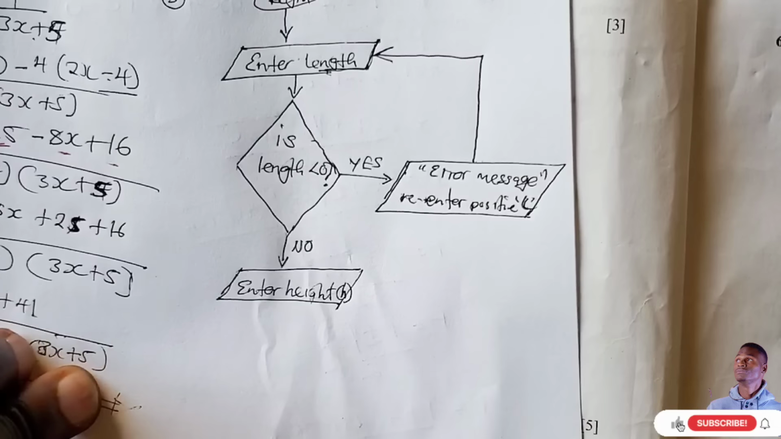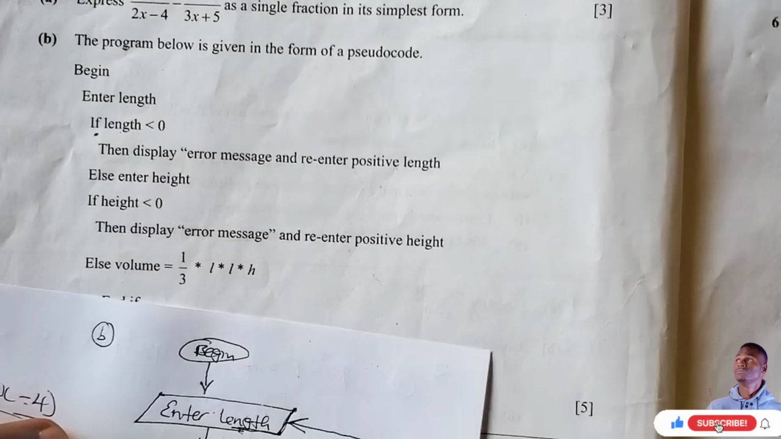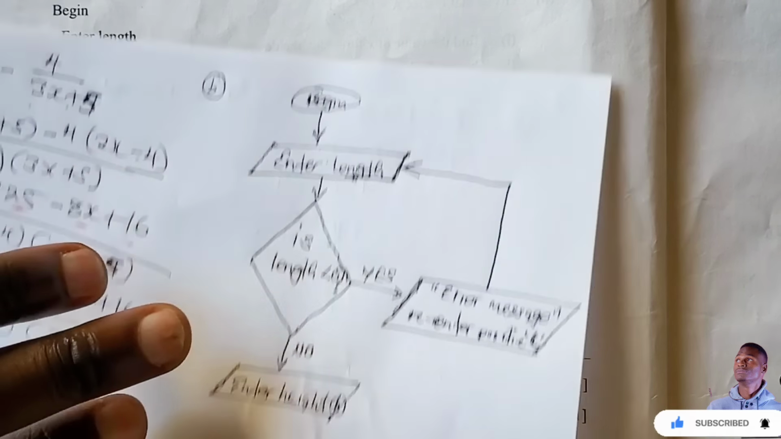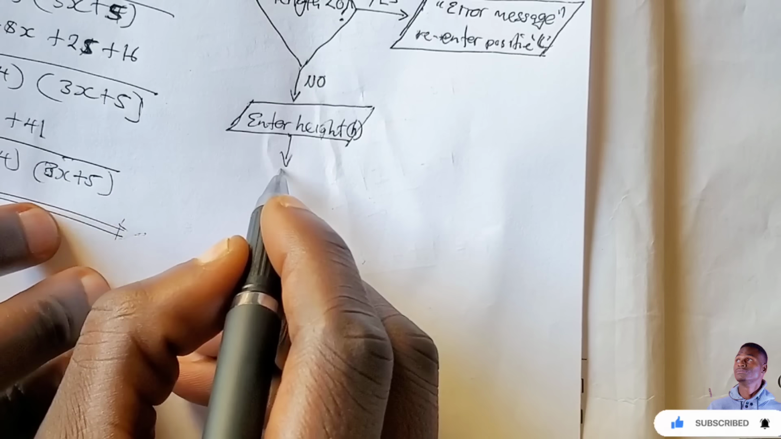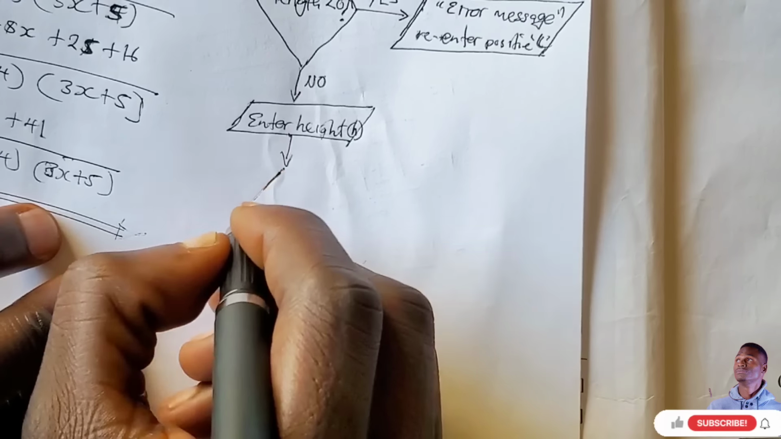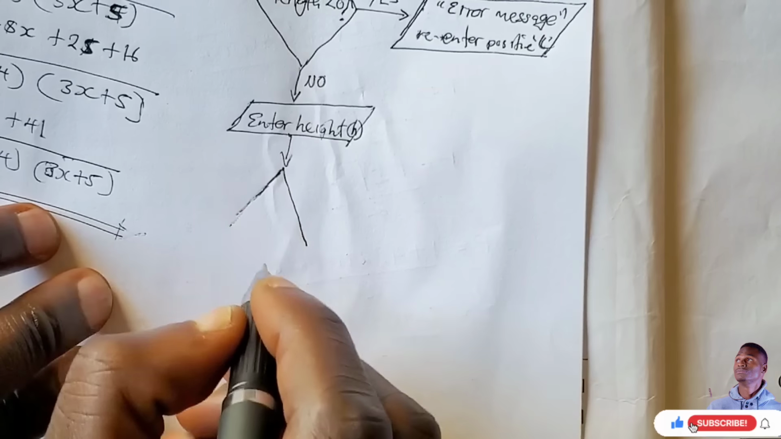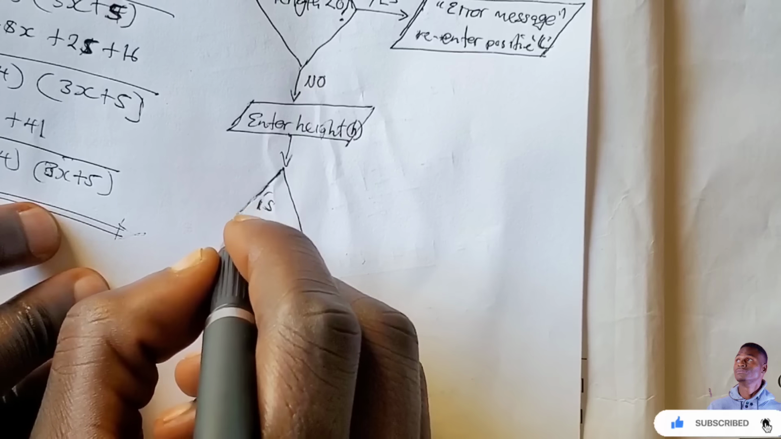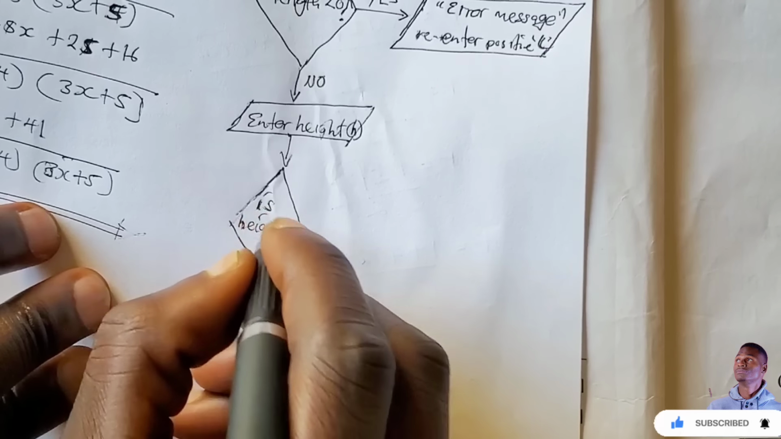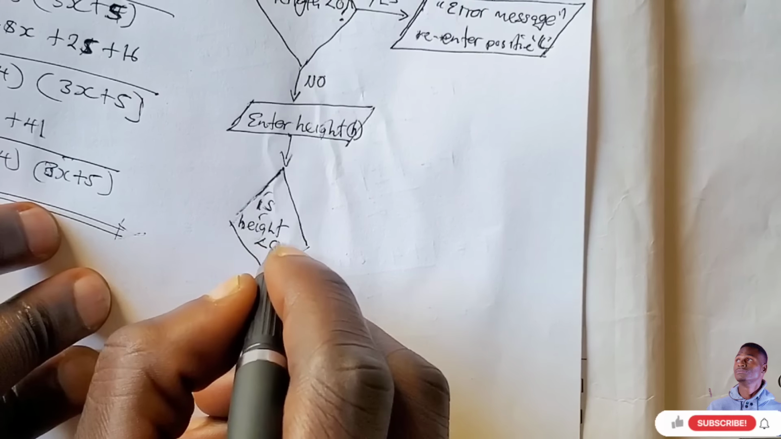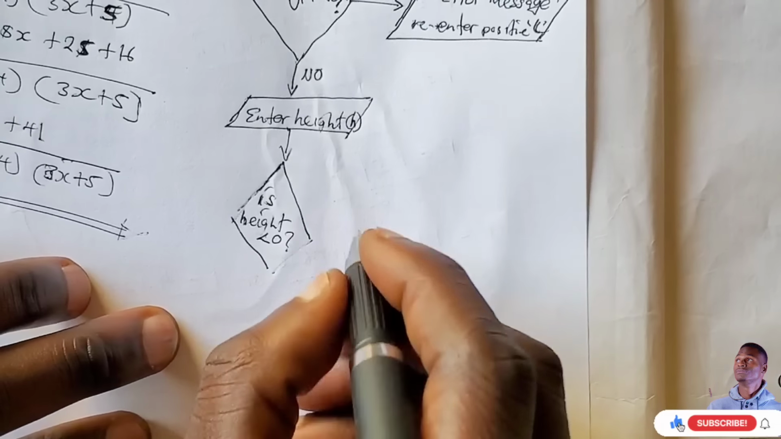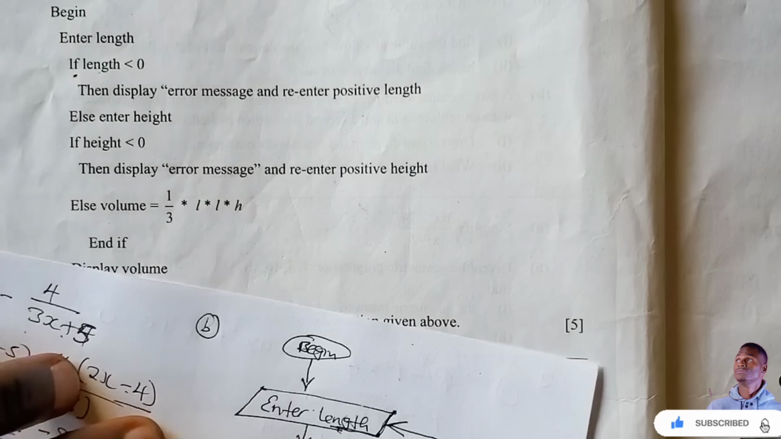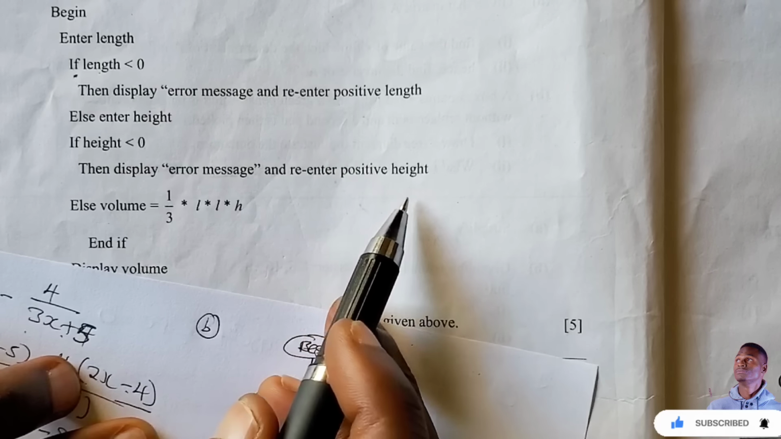Now again here you can have a condition. Let's check. They're saying if height is less than 0, so instead of writing if, you're going to draw first this diamond shape. Okay. And ask yourself, you're going to say is height less than 0, like this. You can also have an answer yes or no. If yes, what do you do? Display error message and enter positive height.